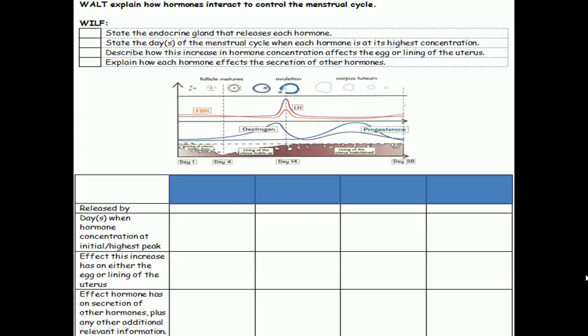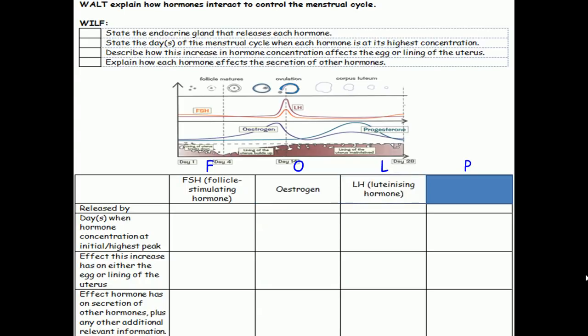So explain how hormones interact to control the menstrual cycle. There are four hormones you need to know about, so you can remember them using the acronym FOLP, which is the order of how these hormones have an effect on the menstrual cycle. So F stands for FSH, which is a follicle stimulating hormone. O is for estrogen. L is for LH, which is a luteinizing hormone. And then P is for progesterone.